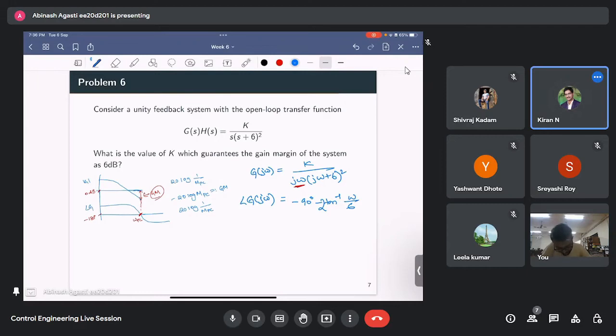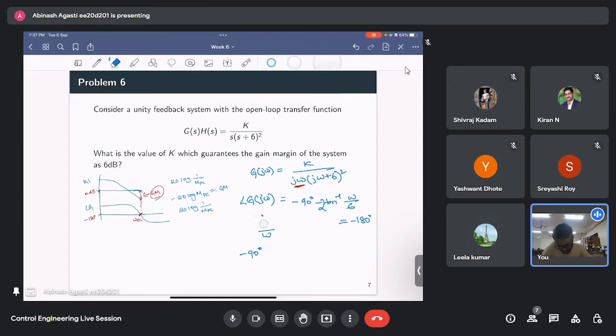Yes. So this one we need to be minus 180 degrees. Correct. So then this minus 90 degrees, how did it come? I'm not clear. Okay. When I have only K by jω, then what is this? This is minus jK by ω, right? So what is the phase of this? Minus 90 degrees, correct?